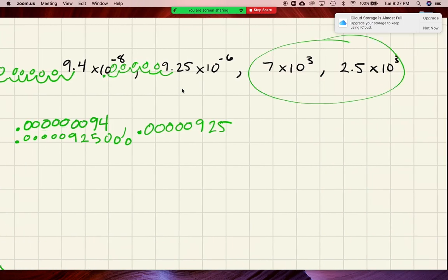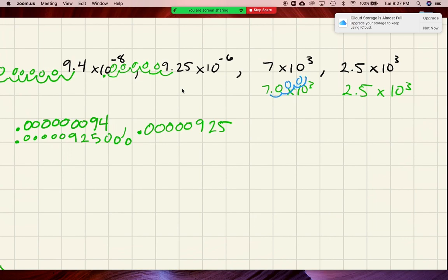For this, it's a positive 3, so that just means this is the same thing as 7.0 times 10 to the 3, and 2.5 times 10 to the 3. The 3 being positive means move the decimal over to the right, 1, 2, 3, so that would be an extra 2 zeros. So this would be 7,000, and that would be 2,500. So this is not the correct order because 7,000 is bigger than 2,500. These would need to be switched around.